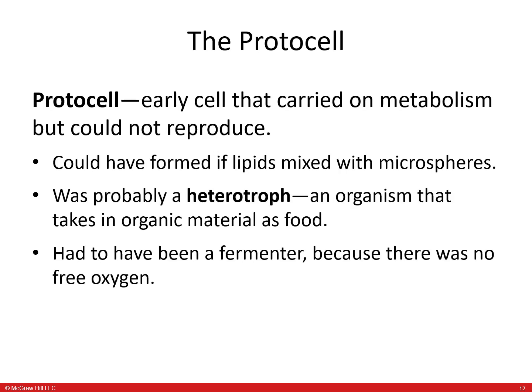These are early cells that carry on metabolism but could not reproduce. They could have formed in liquids mixed with microspheres. The first cell was probably a heterotroph, an organism that takes in organic material as food. It had to have been a fermenter because there was no free oxygen available.